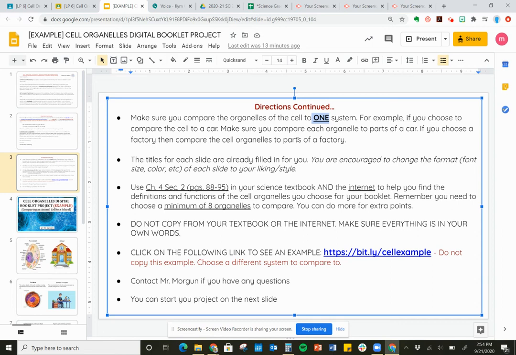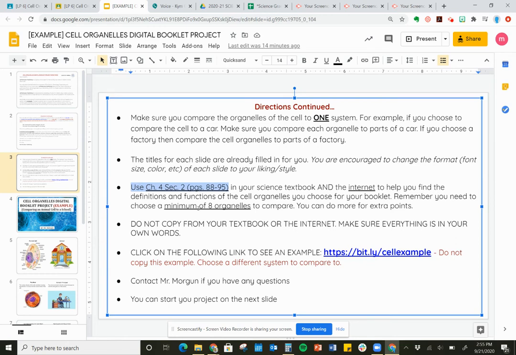The titles for each slide are already filled in for you, so you don't have to do that, okay? However, you are encouraged to change the format, so you can change the font, the color, the background, whatever you want to your liking as long as it's appropriate. You can use your textbook to help you, pages 88 through 95, or the internet. I recommend that you do both. Read those pages in the textbook so you can have an understanding of the organelles, and then go online and look things up, all right?